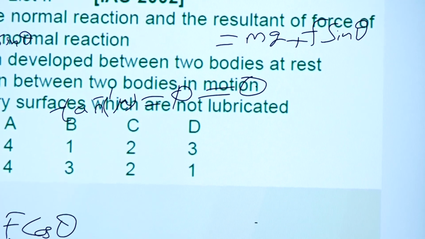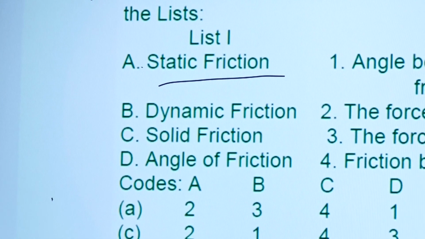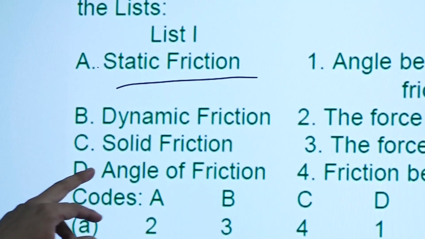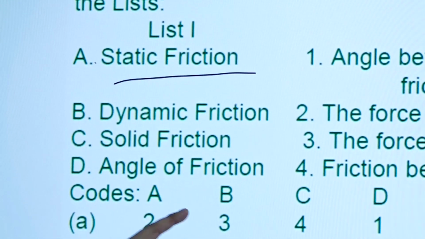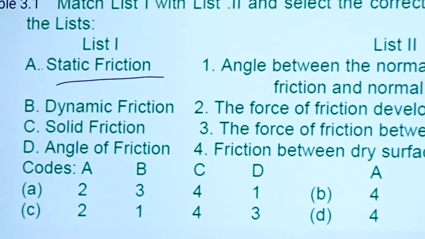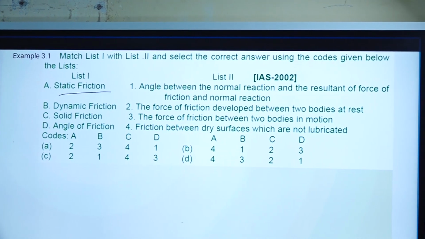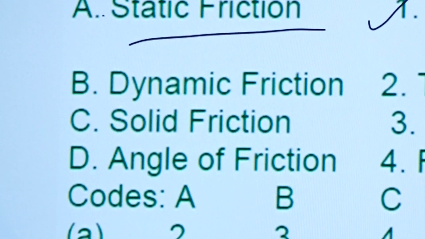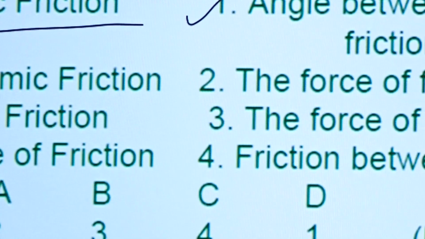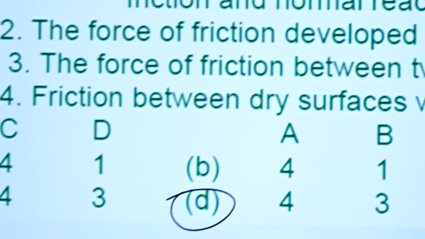Now let us solve one example. Match list 1 with list 2. So what is static friction? We have to match list 1 topics: static friction, dynamic friction, solid friction and angle of friction with list 2. The first one is the angle between the normal reaction and the resultant of force of friction and normal reaction. So what will it be? It will be angle of friction, right? So d will match 1. Here you can see d is matching 1.